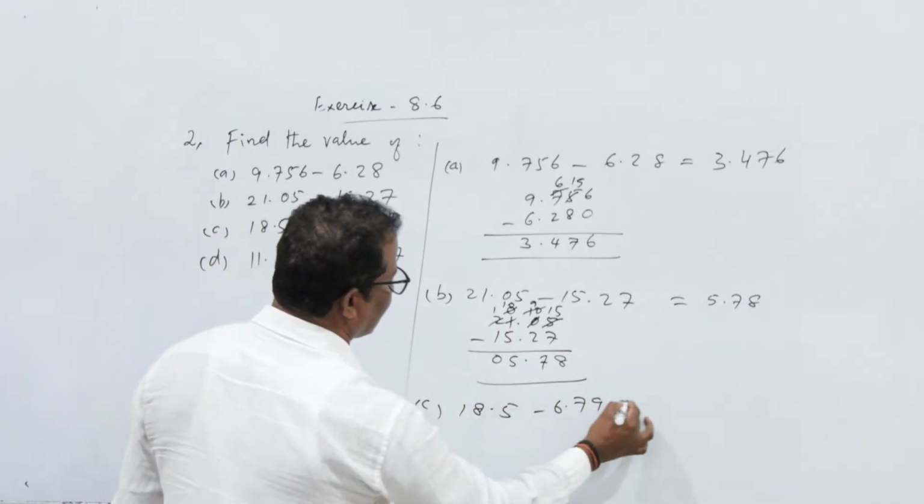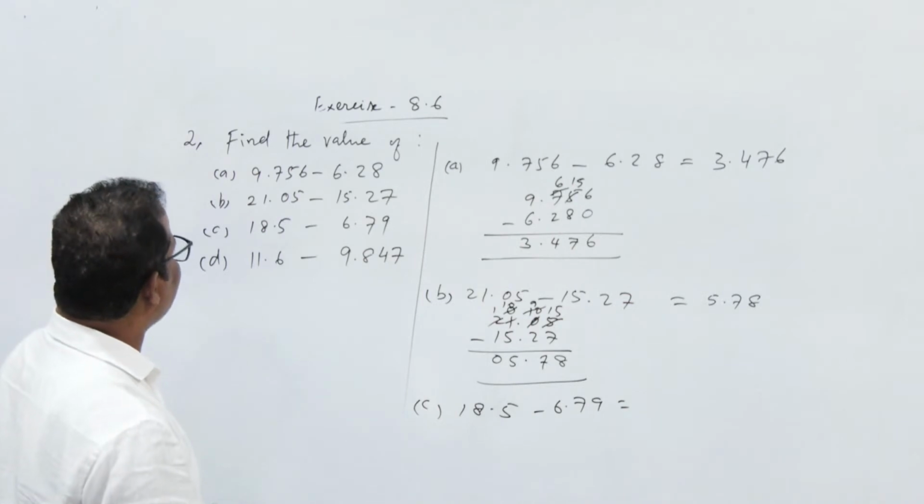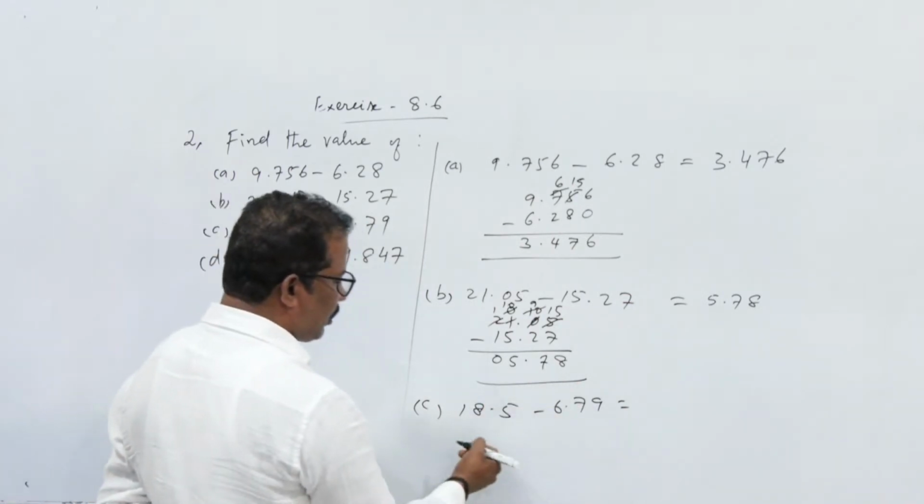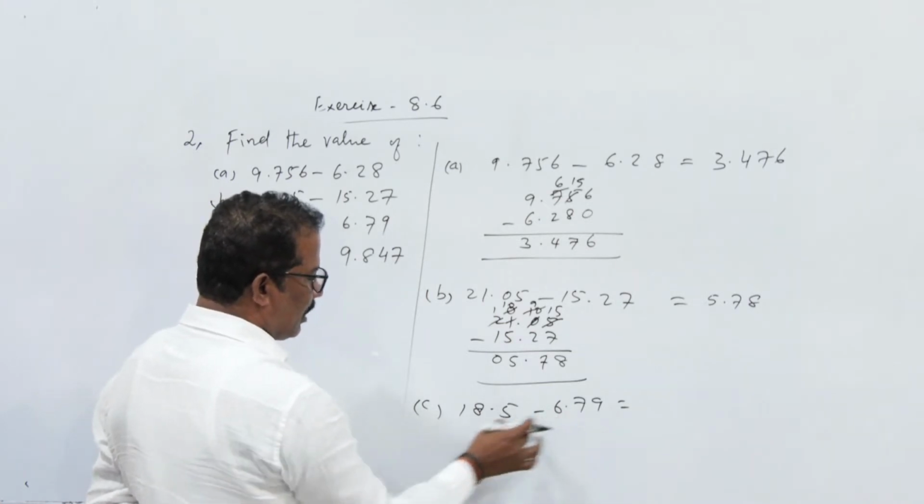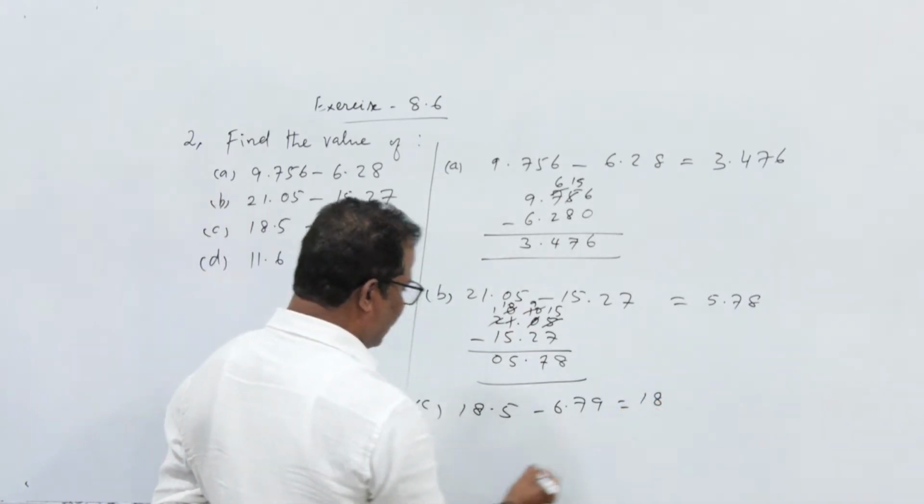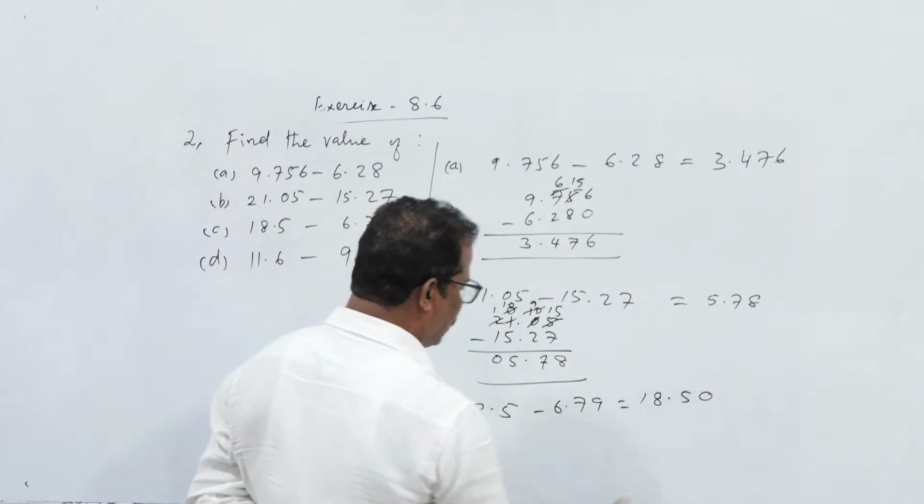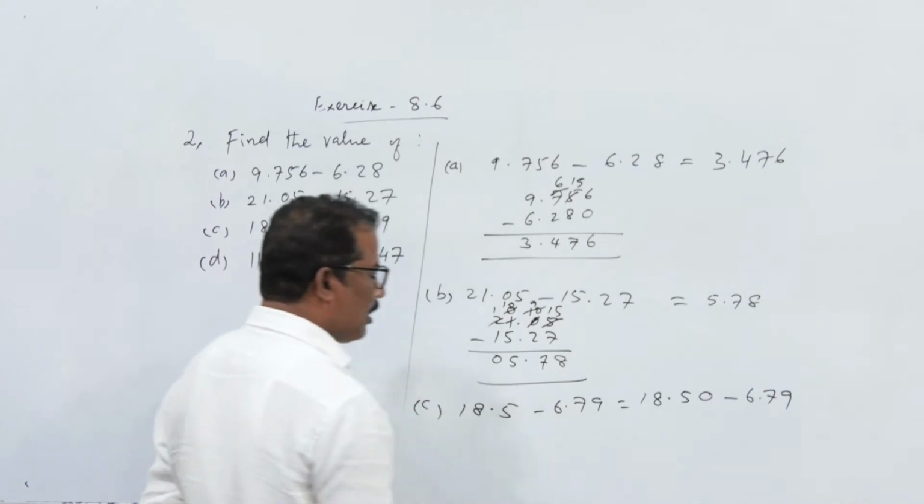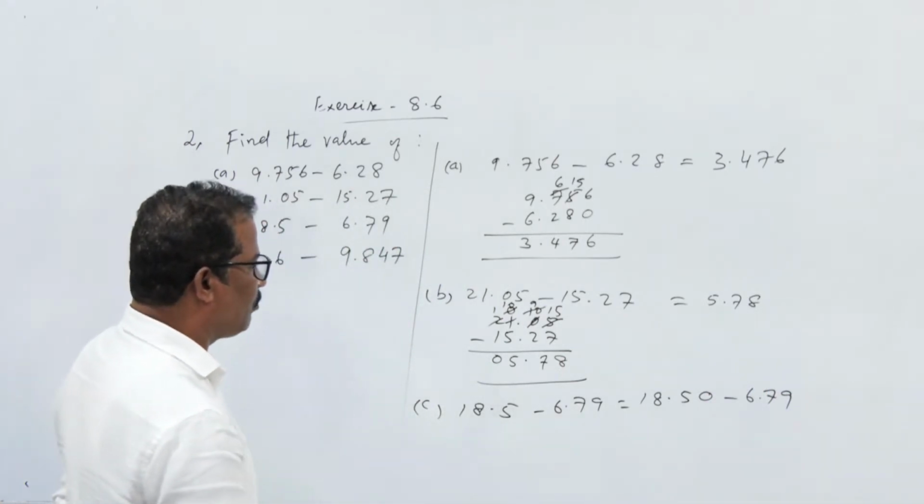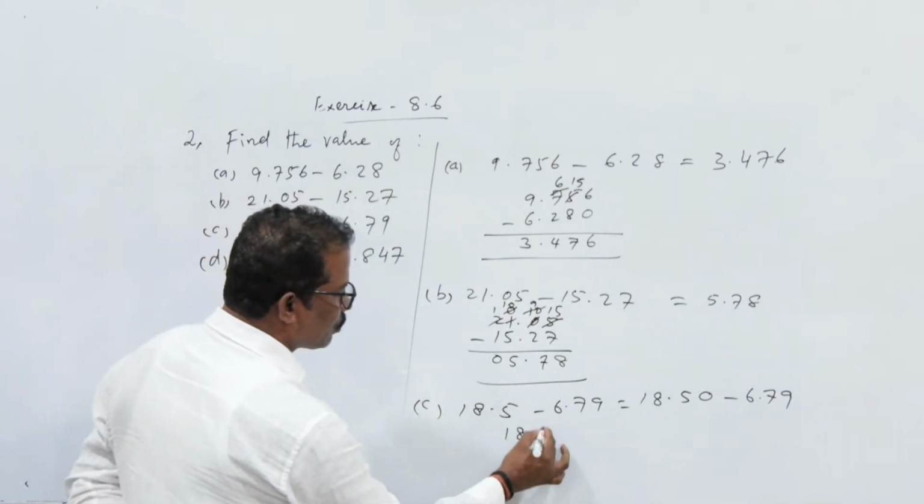Here also both the numbers are not in like decimals. First we have to convert them into like decimals. How? We have to add one zero here. Now the numbers will become like decimals. That is 18.50 and here minus 6.79. Now the numbers are converted into like decimal form. Now we can subtract and write the solution here.